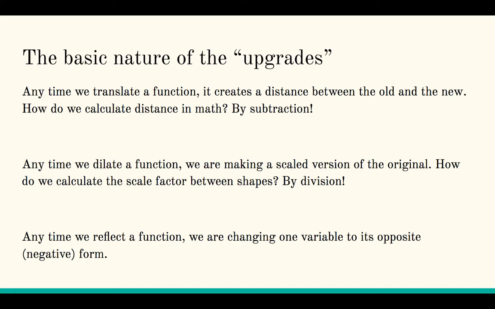And when we reflect a function, what we're doing is changing a variable to its opposite form. So if I reflect over the x-axis, I'm taking a function and every y value on that function, I'm making it negative to flip it to the other side of the x-axis. Same thing with a horizontal reflection. If I'm reflecting over the y-axis, I'm taking every x that was once positive and making it negative. I'm taking every x that was negative and making it positive. So I'm just changing one variable to its complete opposite form.